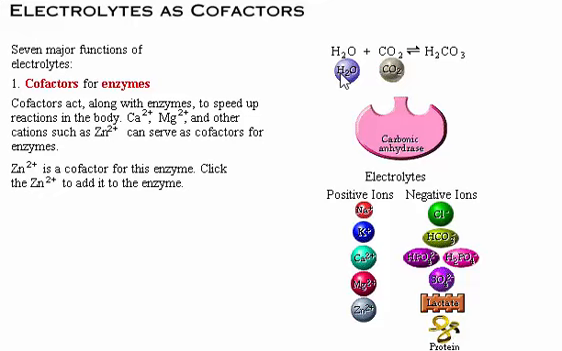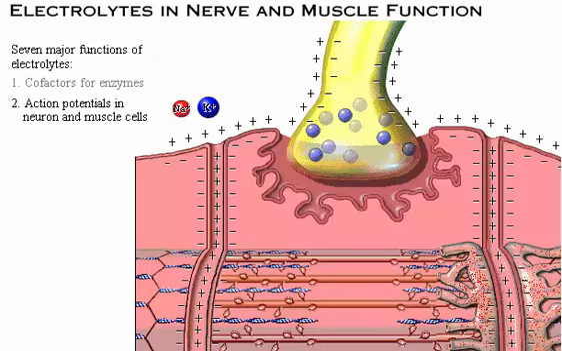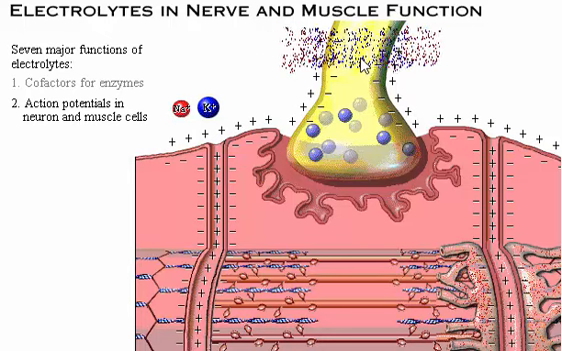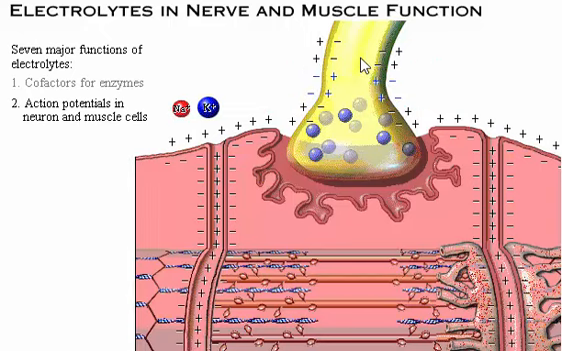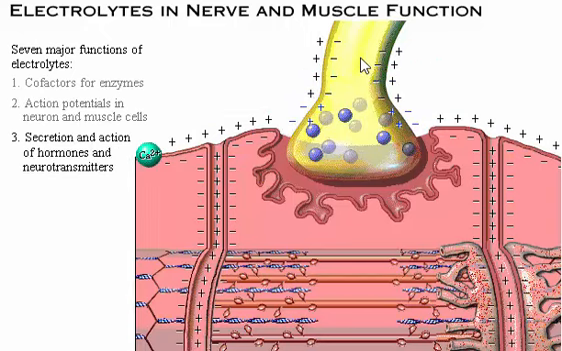Electrolytes in the form of sodium and potassium ions also contribute to membrane potential in all cells and are responsible for action potentials in neuron and muscle cells. Click the axon to see this action. Calcium ions are important electrolytes because they are involved in the secretion and action of hormones and neurotransmitters. Click the synaptic end bulb to see how this process works.